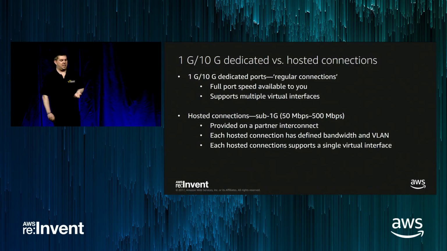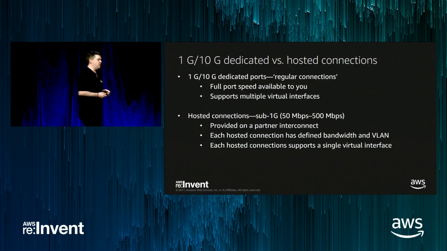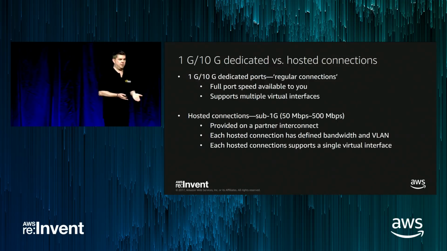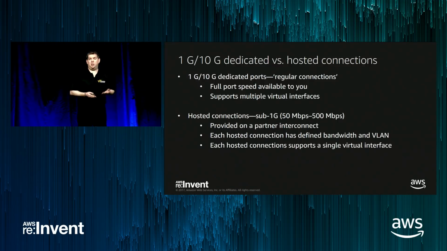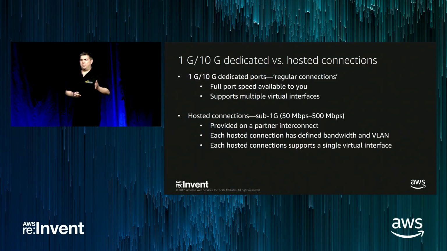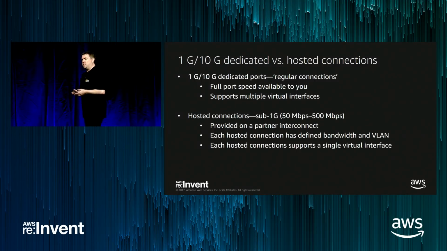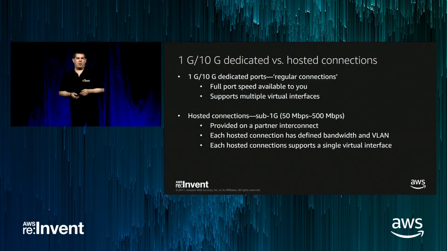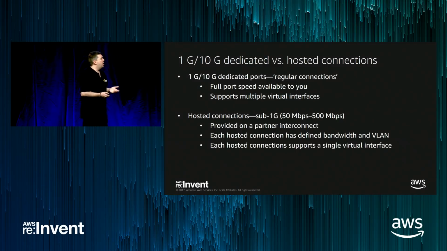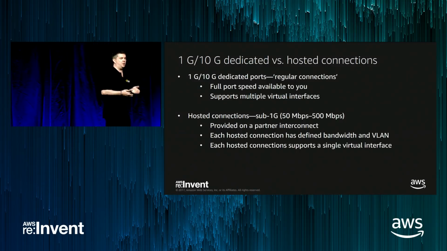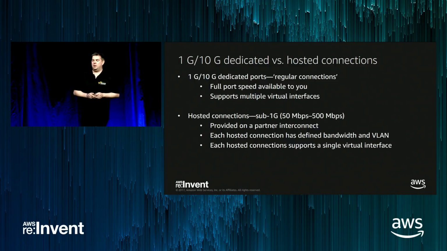Now, in the hosted connection model, what we do here is we actually provide connections to our partners at 1 or 10 gig or multiples, and they then divide this up into smaller amounts of bandwidth for customers. So in this case, if you wanted a connection that was perhaps 50 megabits per second, or 100, 200, all the way up to 500 megabits per second, these are hosted connections, and they're provided on these partner interconnects.